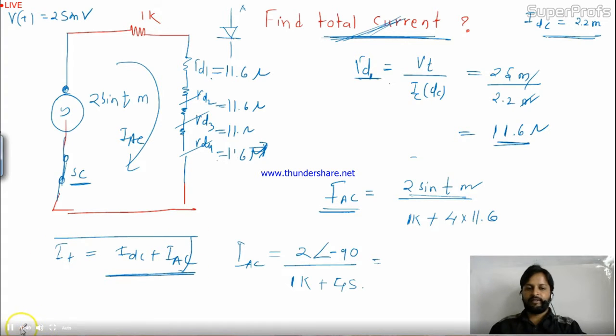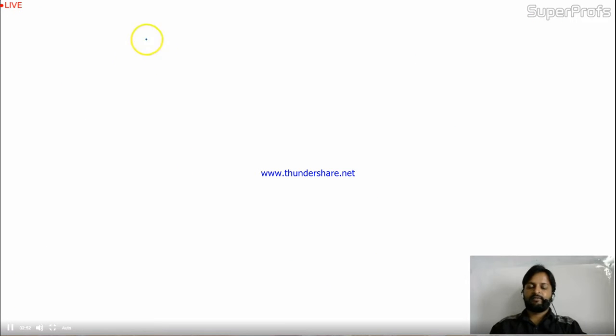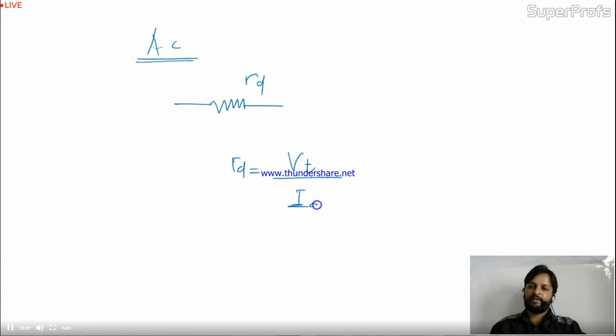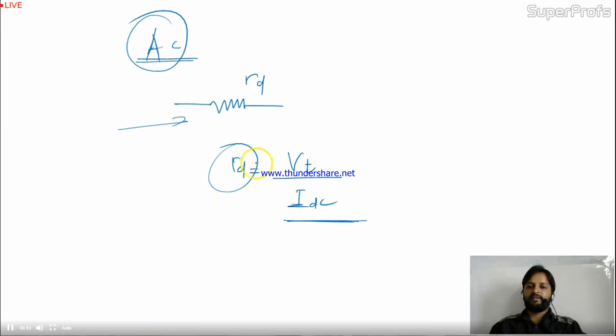So remember one thing. For AC, the diode is working like a resistor RD, whose value RD is given by VT divided by IDC. Means if the DC part is given into the circuit, first get the current IDC. For RD, which is working in the AC circuit, RD is nothing but VT divided by IDC ohm. Just replace the diode by RD in the AC circuit. I hope the concept is clear to you.